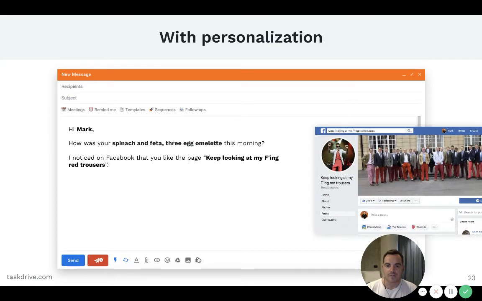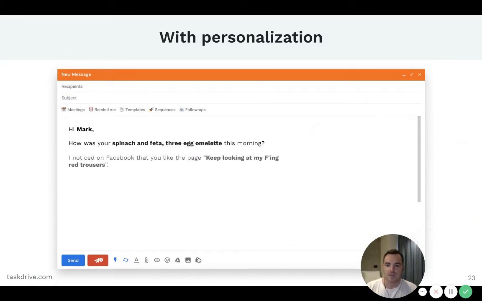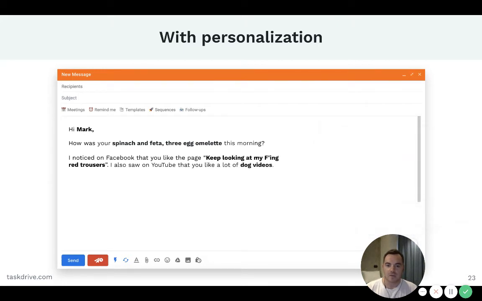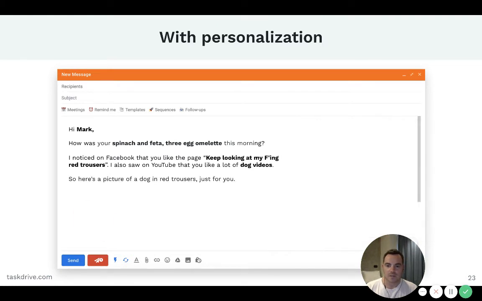How was your spinach and feta 3-egg omelette this morning? Because you saw it on their Instagram. You notice on Facebook that they like the page, keep looking at my effing red trousers, and they also like a lot of YouTube videos about dogs. So here's a picture of a dog in red trousers just for you. So you can be really, really personalized with your email outreach. Of course, I'm joking. That's just creepy and it's way too personalized.